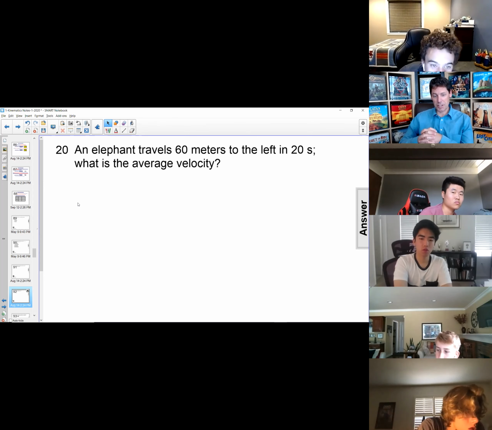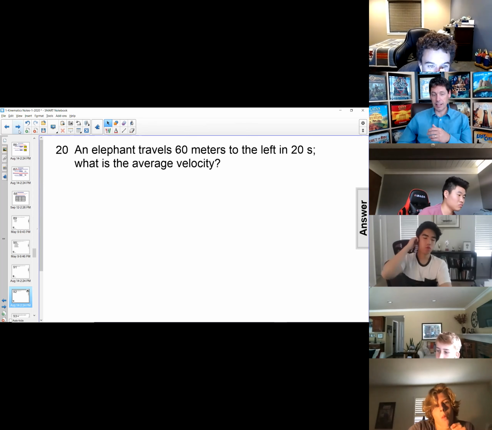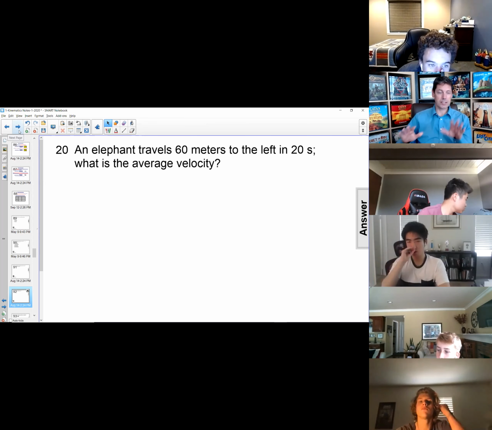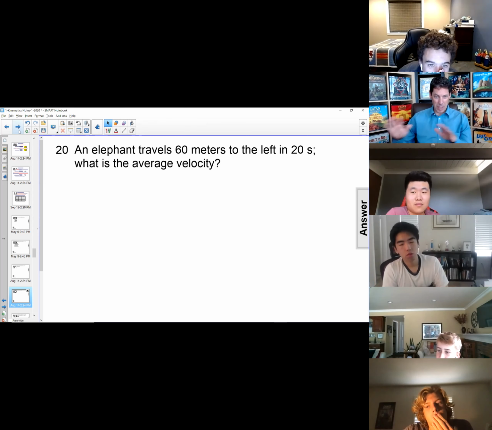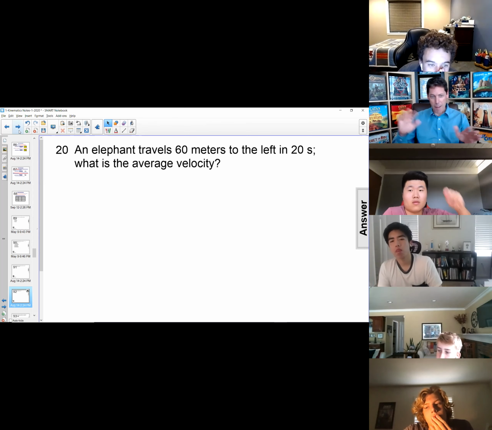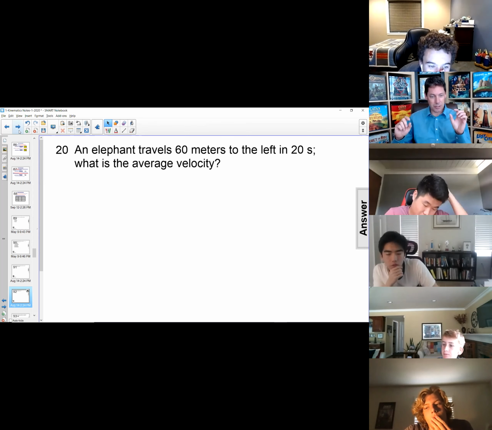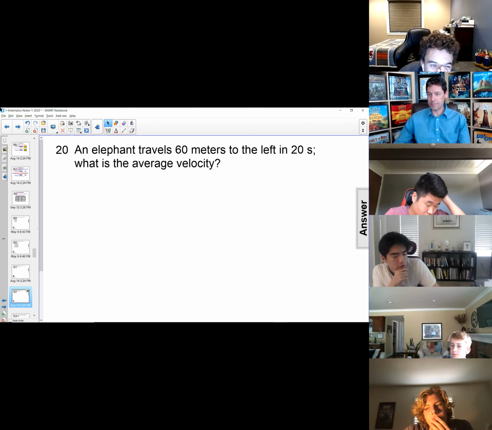All right, seeing a bunch of negative 3 meters per second, and that is fine. Or you can say 3 meters per second to the left. Either way is fine. You don't want to do both though. You don't want to say negative 3 meters per second to the left, because then they may be confused. Do you mean it's the opposite of left? So either use the sign or the word, one or the other, but not both.